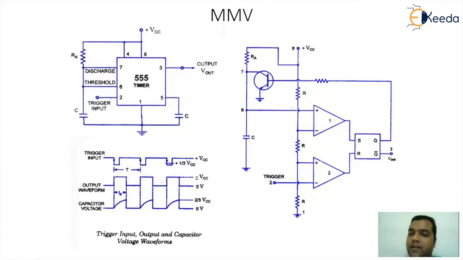Simultaneously, the Q status is going to be 0. If Q goes to 0, the transistor will turn off.